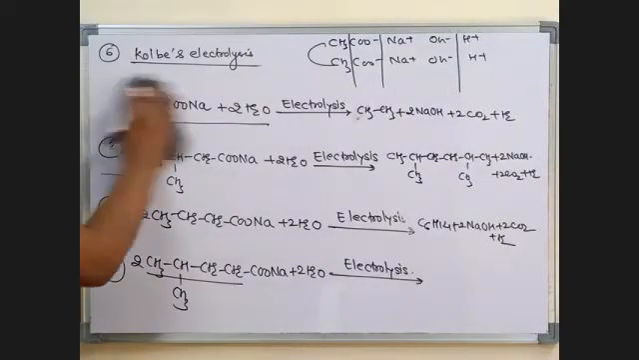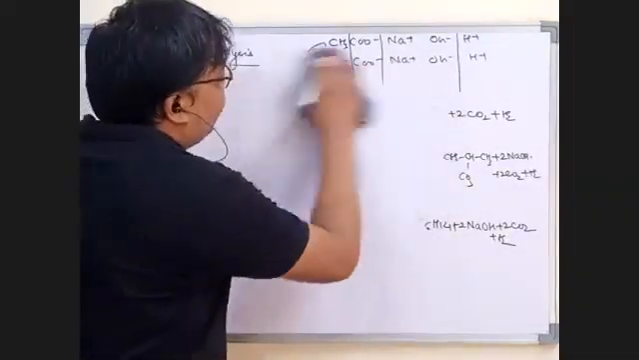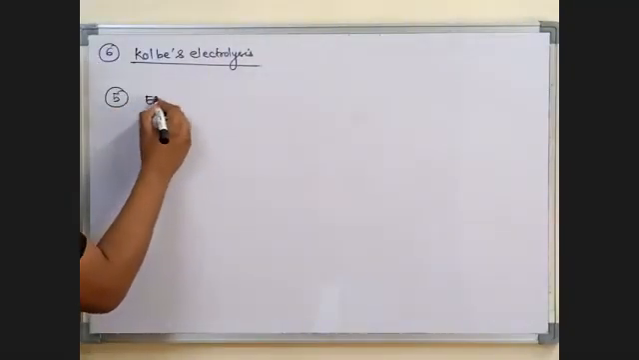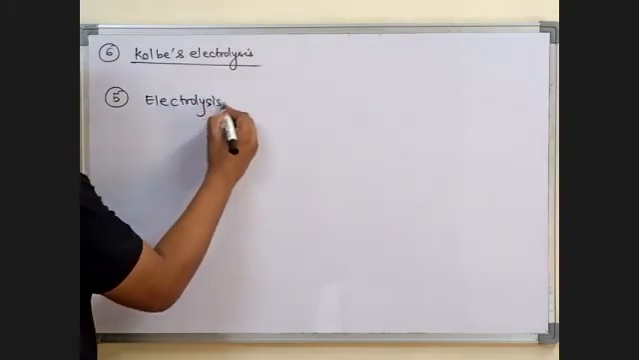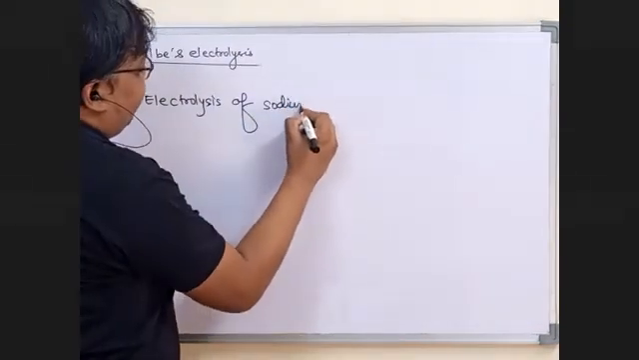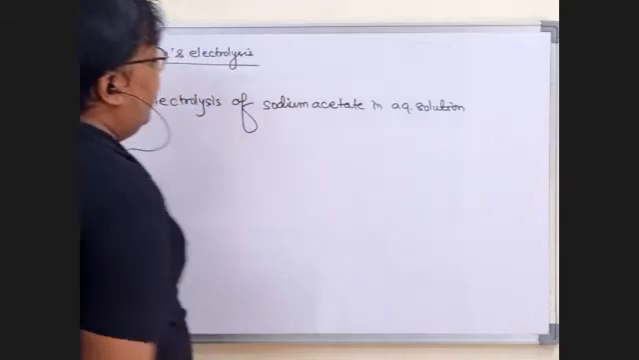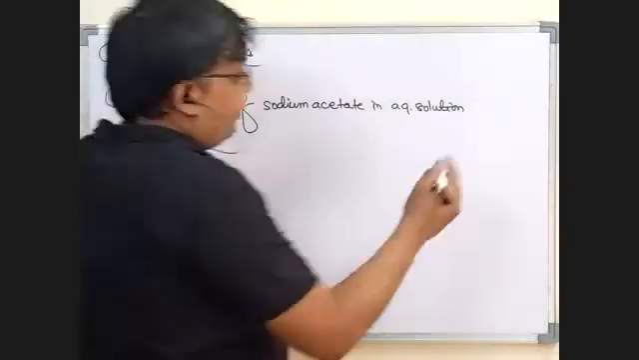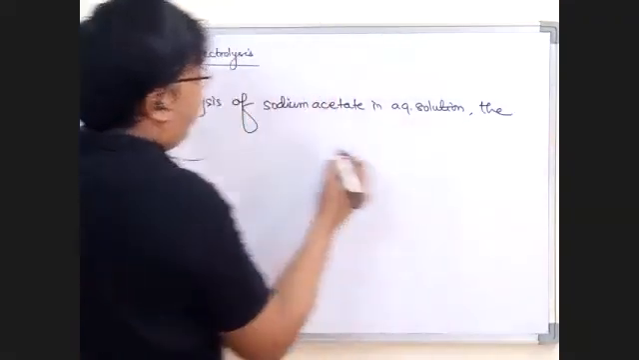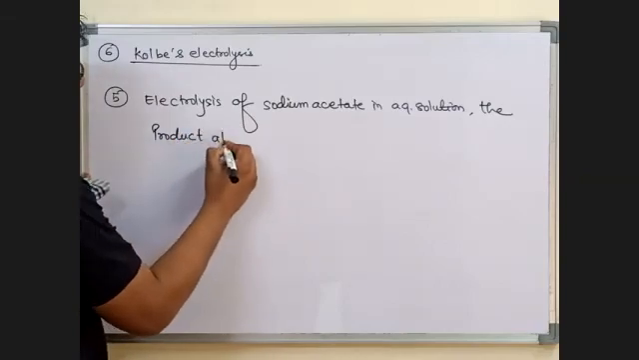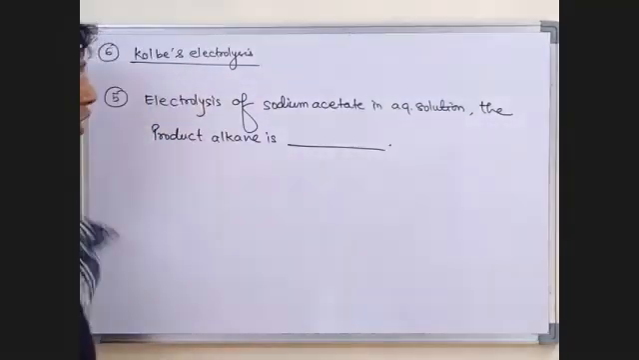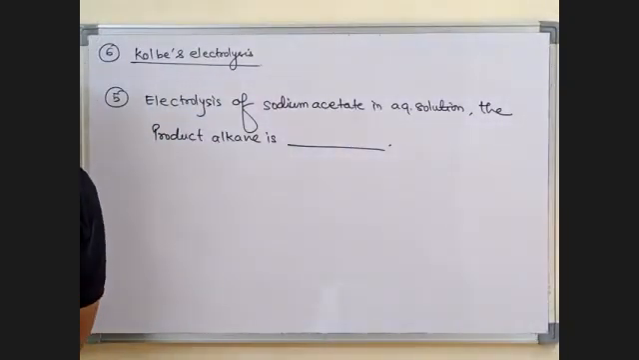Now come on, question number 5, students. Electrolysis of sodium acetate in aqueous solution. The product alkane name is, come on, you solve this reaction.